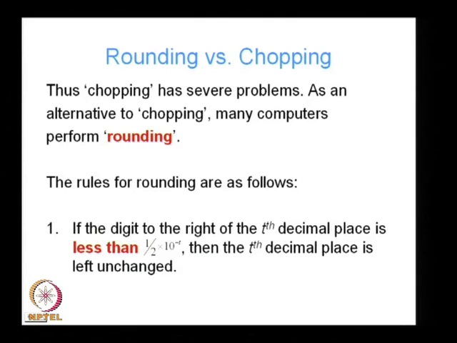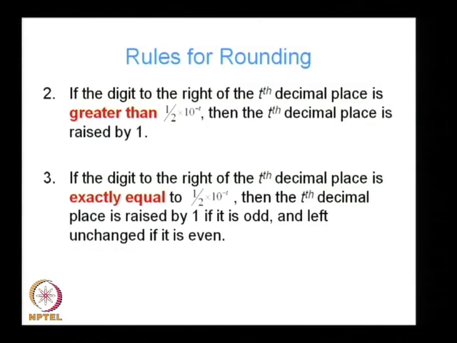For instance, if we are considering t equal to 3, if the digit to the right of the 3rd decimal place is less than half into 10 to the power minus 3, which is 0.0005, then the 3rd decimal place is going to be left unchanged. If the digit to the right of the 10th decimal place, on the other hand, is greater than half into 10 to the power minus t, then the 10th decimal place is raised by 1.